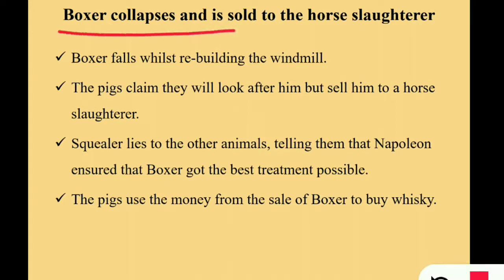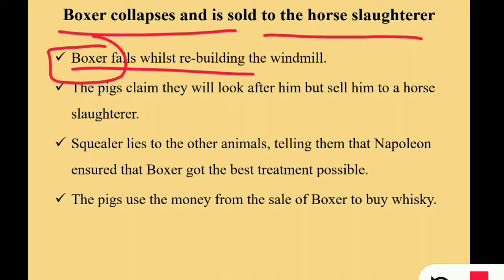Boxer collapses and is sold to the horse slaughterer. This is the second part. Boxer falls whilst rebuilding the windmill. Boxer is a horse and he is a very hard-working animal. He fell when he was repairing the windmill which had been destroyed. The pigs claim they will look after him but sell him to a slaughterer.